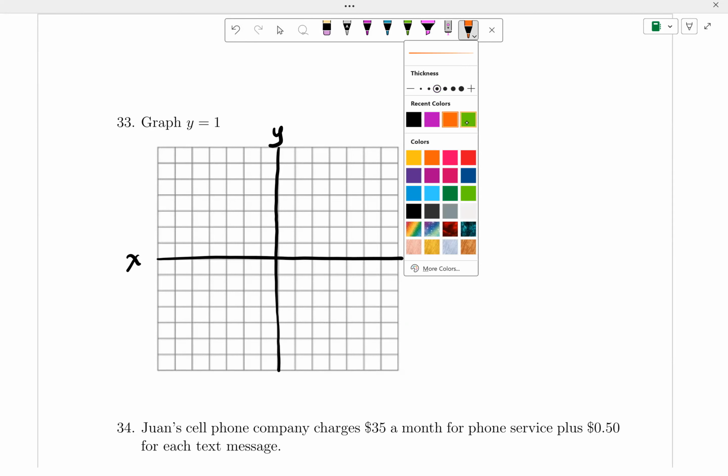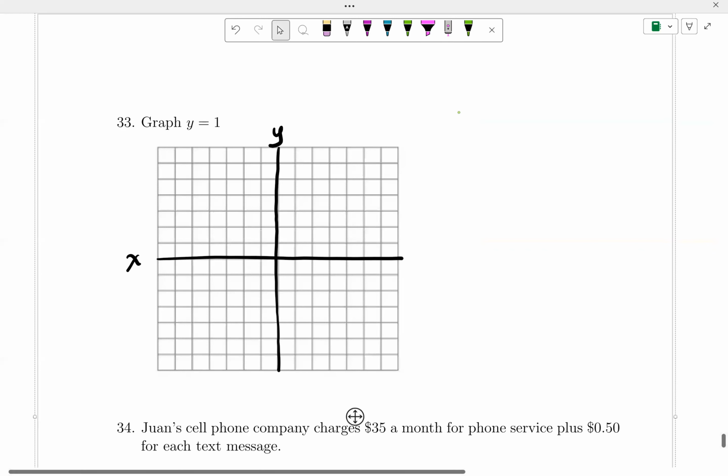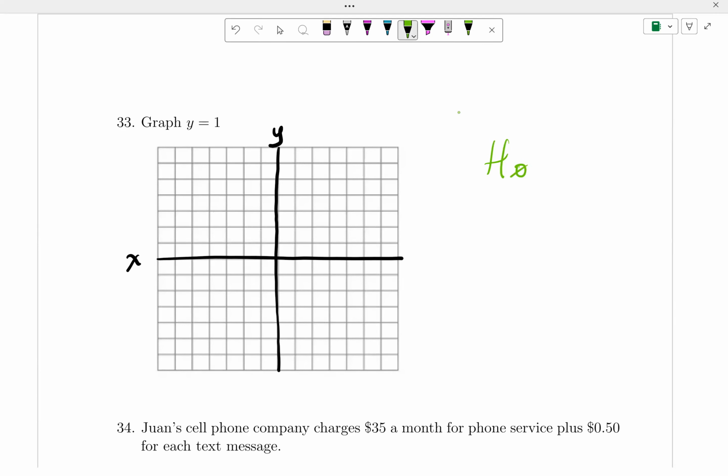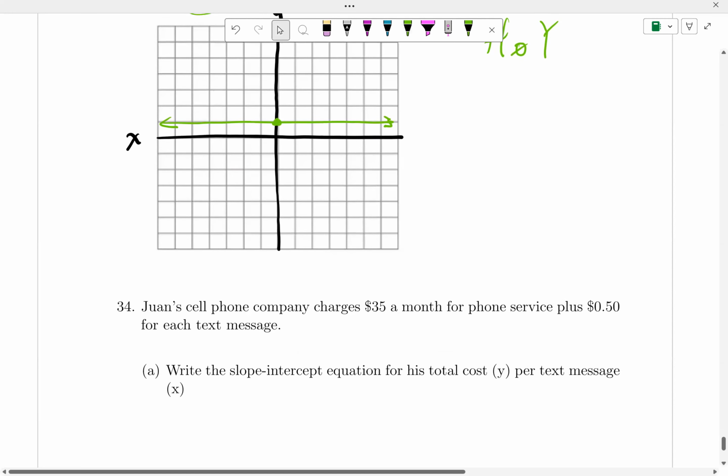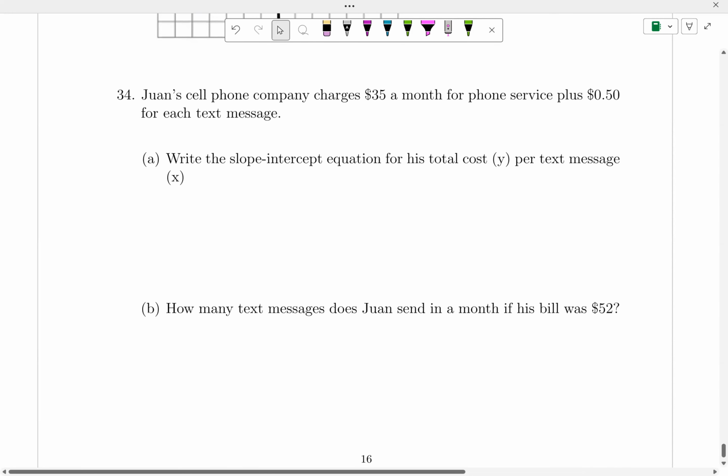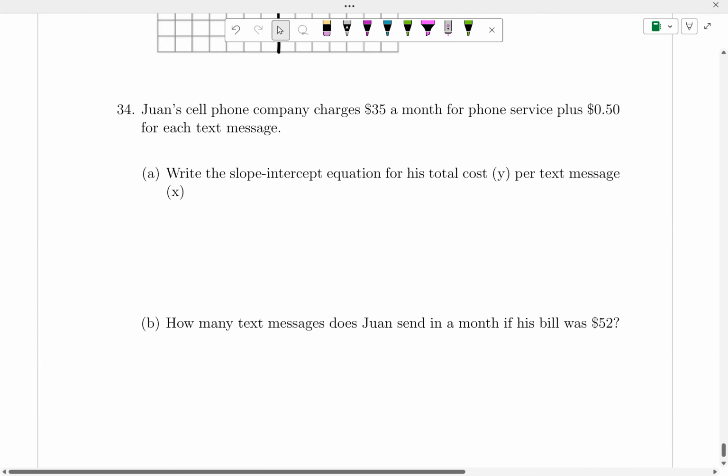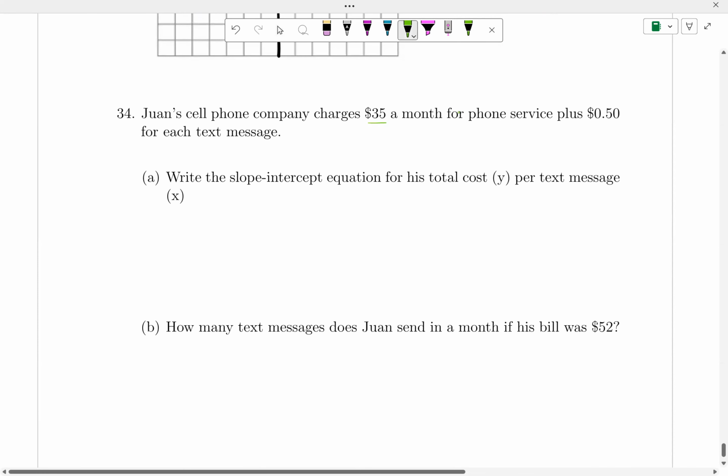All right, so then remember Hoy, horizontal lines have a slope of 0 and their equations begin with y equals some number. Well, here's y equals some number. Where's y equals 1? Y is 1 right here. It's a horizontal line, so our graph looks like that. Done.